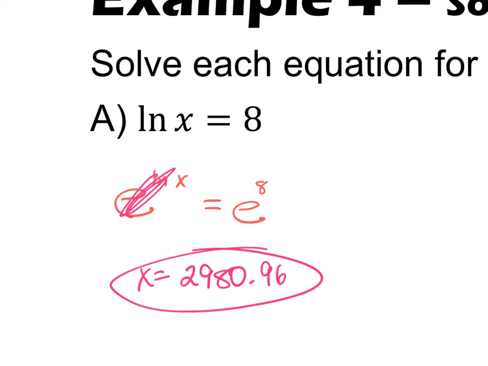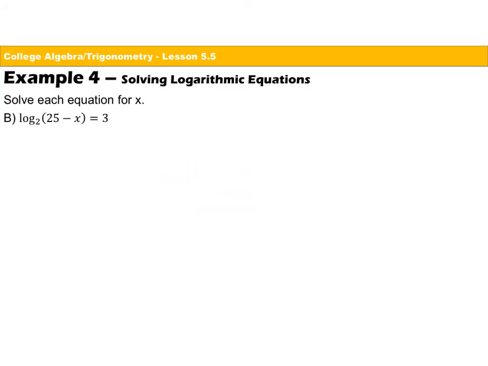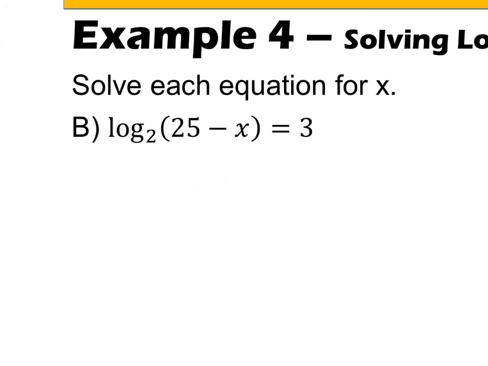How could I check this? Plug it in. In your calculator right now, hit ln and then put 2980.96. There you go. So you can check all of these. Real simple to do. It helps you out a little bit.